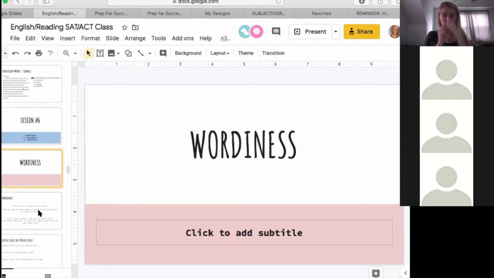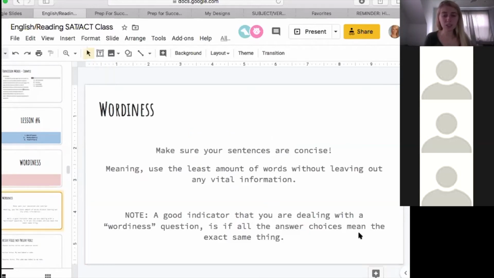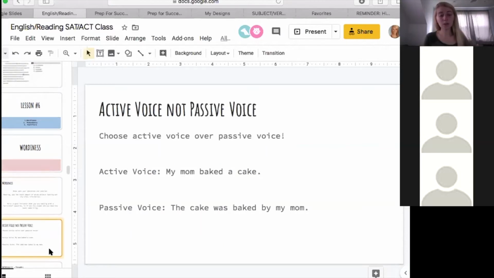So let's say I stood up here and gave you guys a lecture, and I said something that I could say in 1 word in like 50 words and just rambled on. You would be like, okay, can you just make it shorter? That's what this wants. So essentially this slide is saying the exact same thing I said before: making it short, making it concise. Now, one other thing that this section tests is active voice, not passive voice.